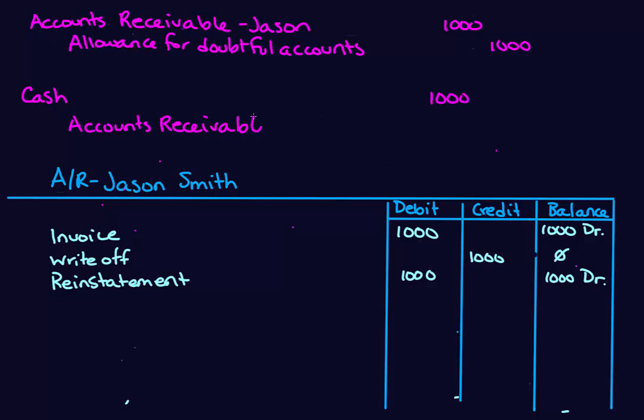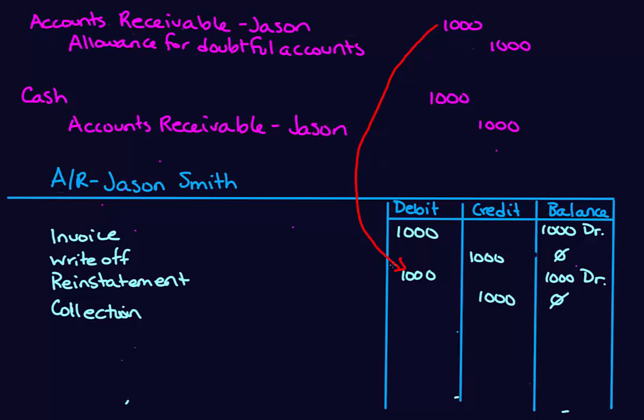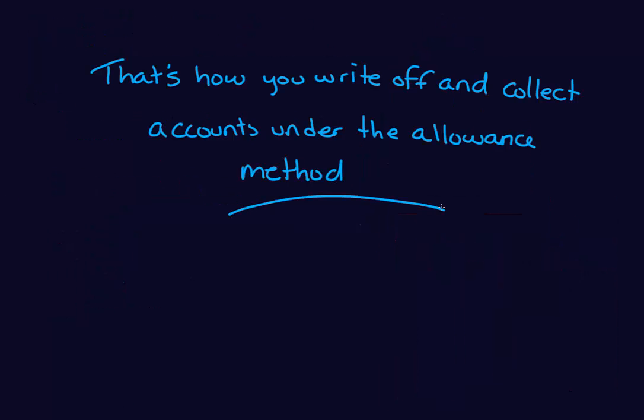The second journal entry we have to make is to actually collect the payment. So if you look at our subledger, our accounts receivable is first debited for $1,000 and then it's credited when we collect the payment for $1,000, bringing his account back to 0. And that's how you write off and collect accounts under the allowance method.